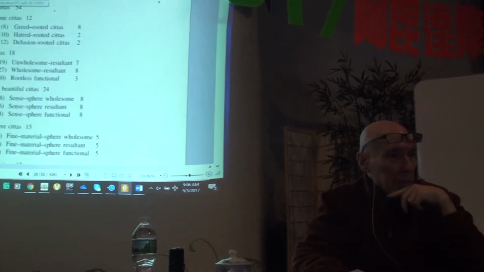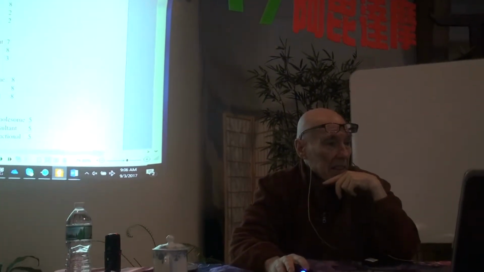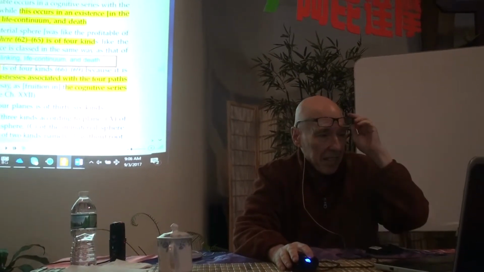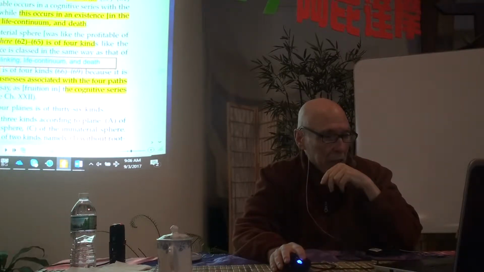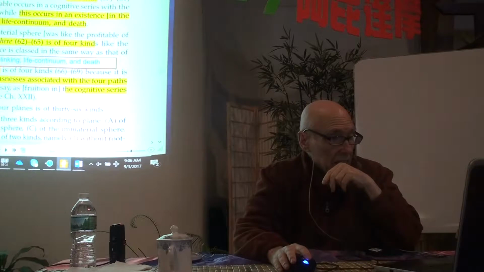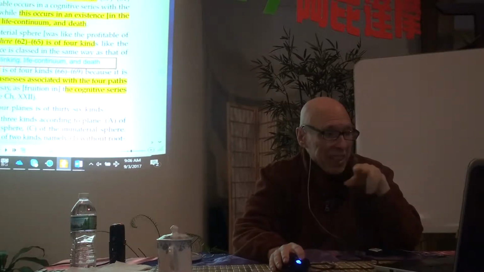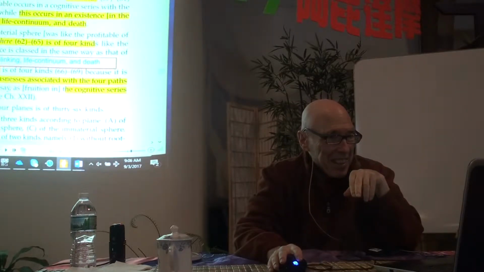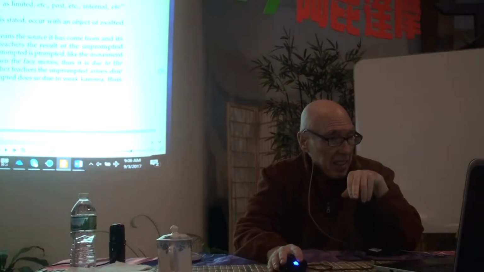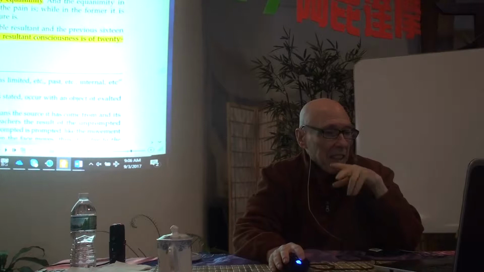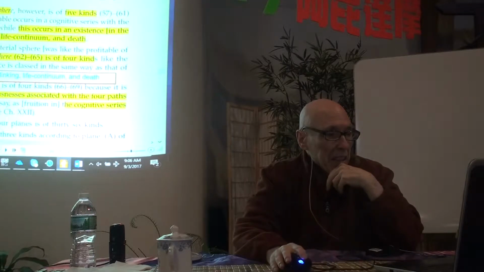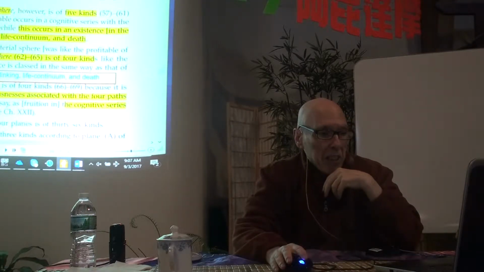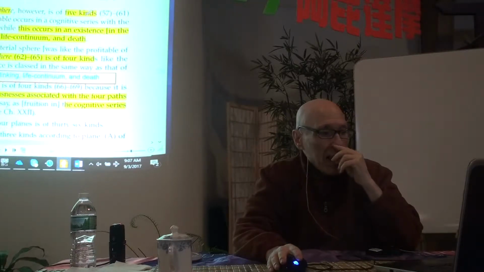So let us go back to our basic text, the Visuddhimagga. Okay, so we had resultant consciousness in all the 4 planes. Oh, I'm sorry, I'm jumping the gun. We ended with the sense sphere resultant consciousness, which is of 23 kinds. Now we come to the fine material sphere resultant consciousness, and this is of 5 kinds.